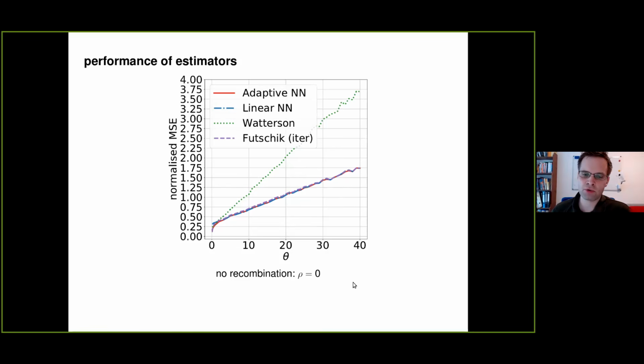So in the scenario where we have no recombination, we know that Fu and Li's estimator has the lowest normalized mean square error. And then the adaptive neural network, shown in red, comes really close to these results. In contrast, the Watterson estimate has a higher variance, which is known from theoretical results.